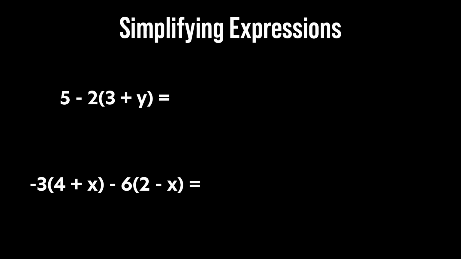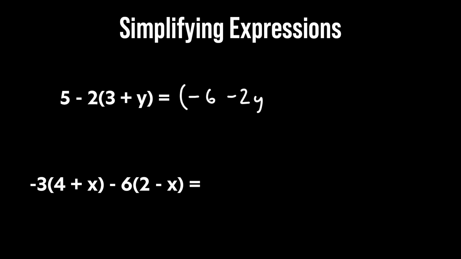Now we're going to try these equations, and they have variables in them. First, we tackle the parentheses, and we use the distributive property again. Negative 2 times 3 is negative 6, and negative 2 times y is going to be negative 2y.